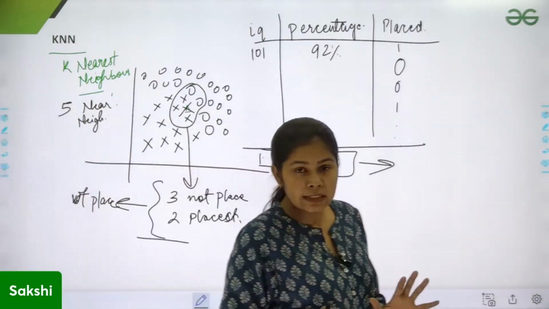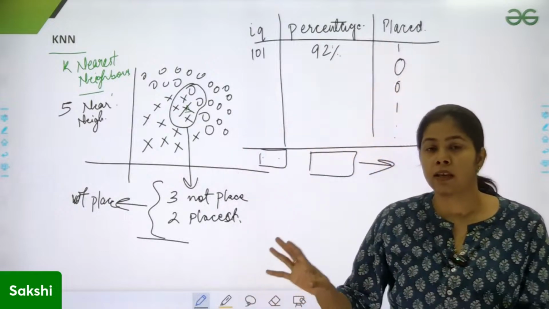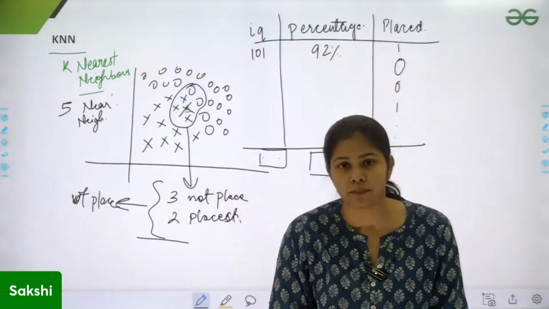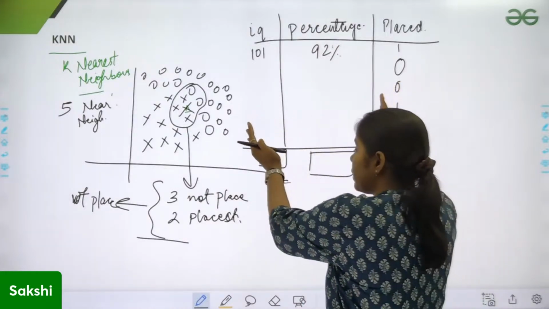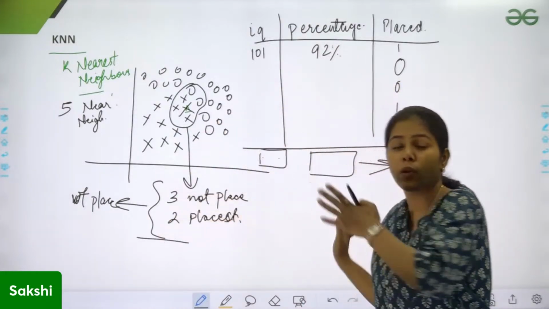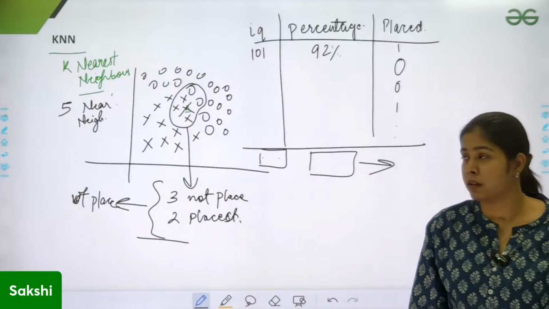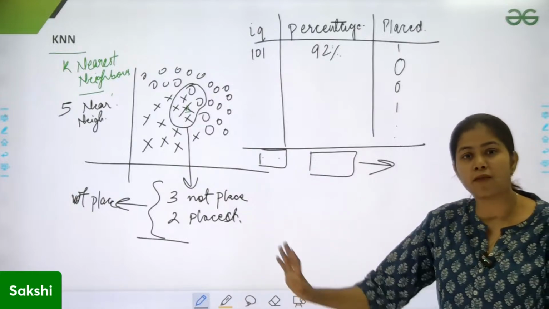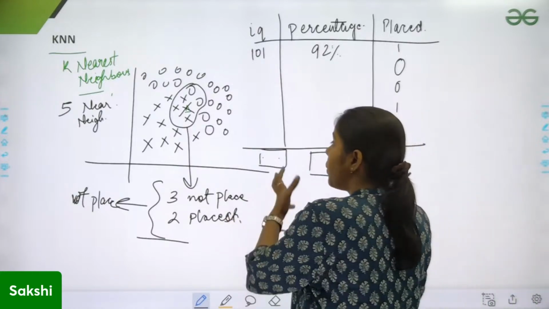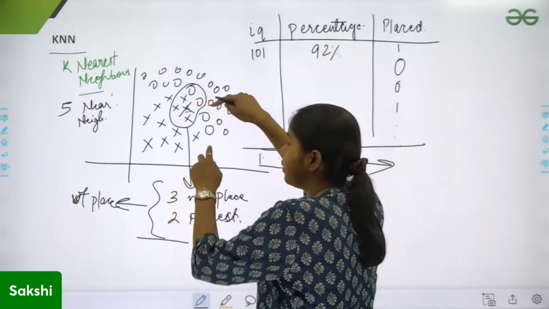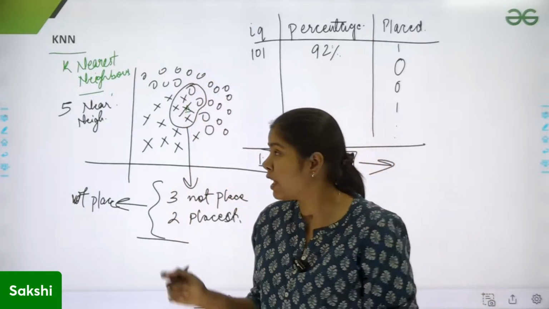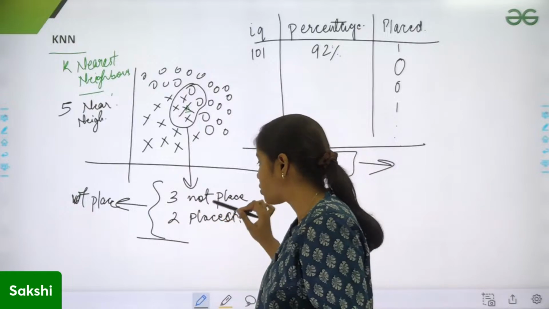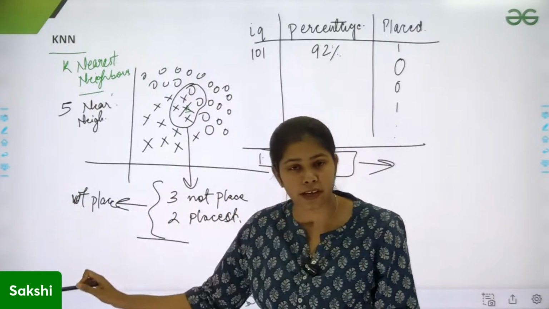Now you can see what we have done in training: we haven't done anything in training. We just take the data set and plot it in my graph. I have plotted that data, and now the query comes. I see how many neighbors I am getting at that particular point. If I am getting 3 neighbors not placed and 2 placed, I'll classify it as not placed.